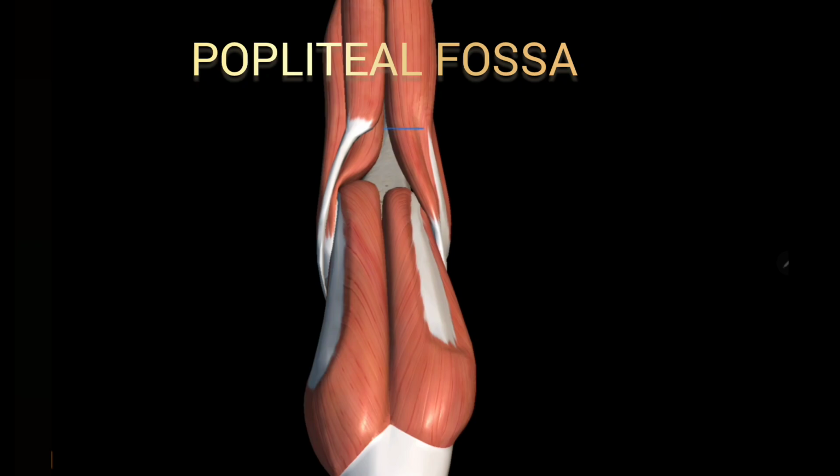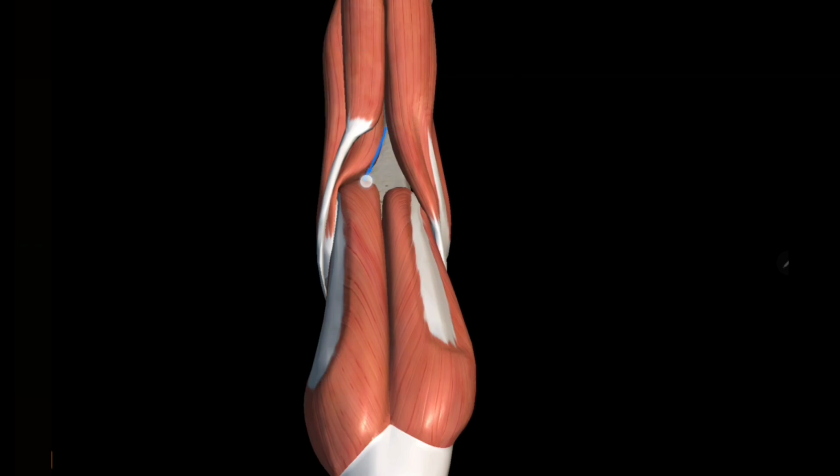Hello everyone, in this video we are discussing the popliteal fossa. As you can see here, this is a diamond shaped structure which is present on the back of the knee. Okay, so the popliteal fossa is present on the back of the knee.